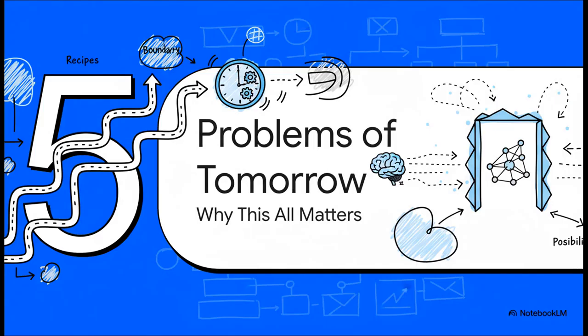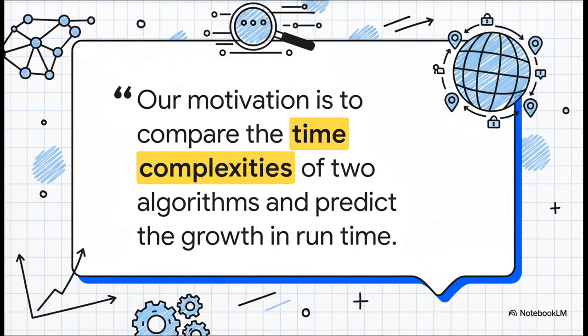So, why do we obsess over all this, right? Why does shaving a few steps off a recipe matter so much in the grand scheme of things? Well, because it defines the very boundary of what is possible with computers. One of the sources we looked at for this explainer puts it perfectly. It says the whole motivation is to be able to compare algorithms and, more importantly, to predict the growth in runtime. Being able to predict how a recipe will behave when you give it 1,000,000 or 1,000,000,000 ingredients, that predictive power is exactly what lets us build the massive systems we rely on every single day.